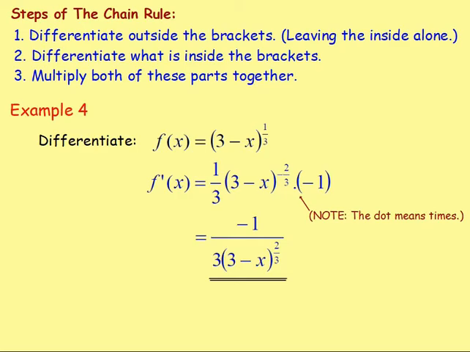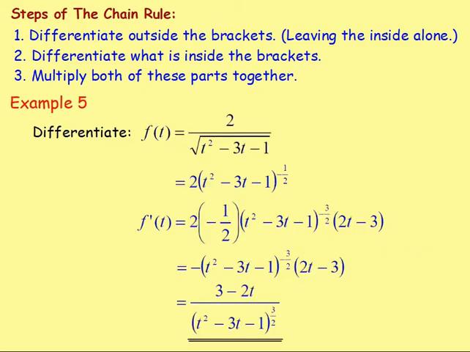Here we had 3 minus x to the power of 1/3. You're doing it the exact same way. If you get fractional indices, it's no different. You still bring the power down. You take 1 off the power. You leave the brackets as they are. Differentiate what is in the brackets. You get -1, so multiply by the -1. For some of these slides, I've got a dot rather than a times sign. It just means the exact same thing. From here, we are rewriting this with positive indices, and that is what we got.